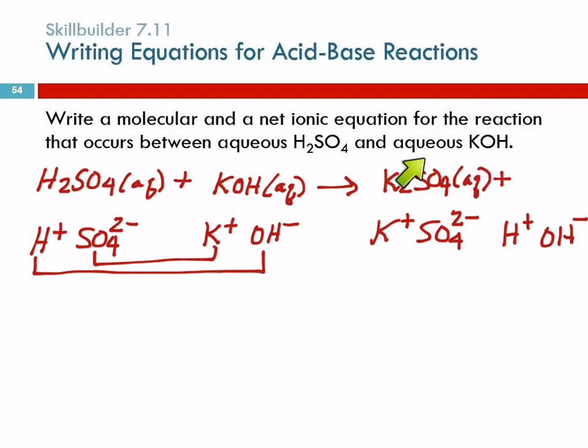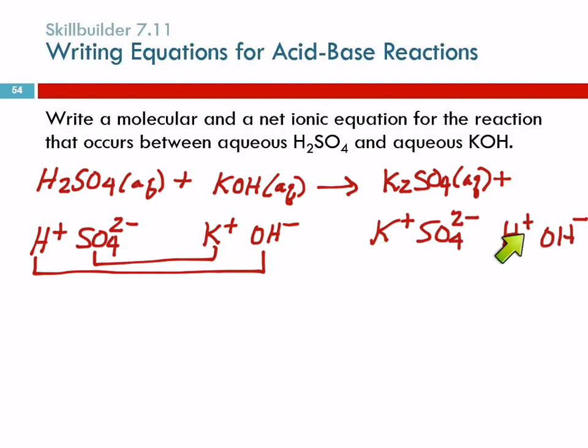Usually the salts that form in neutralization reactions are going to be aqueous, but you could also check by looking at the rules for solubilities. So potassium salts are always soluble.